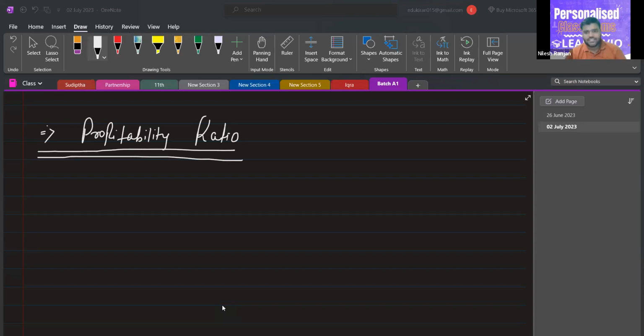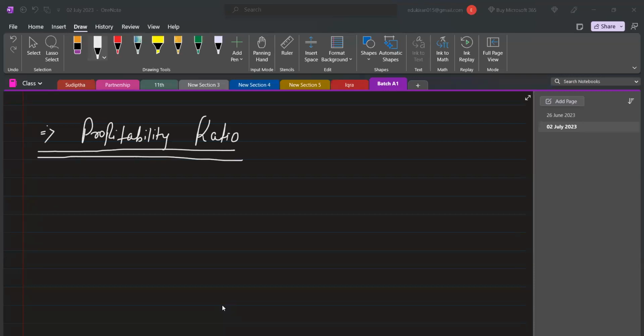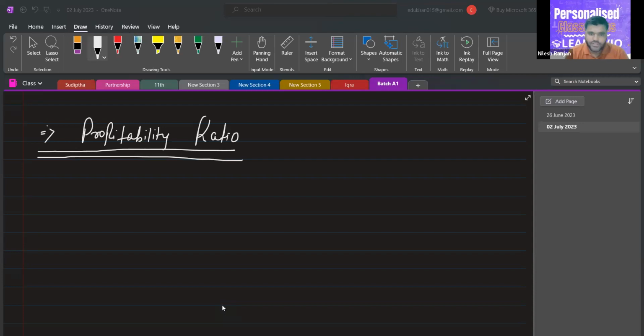So in comparison to bank interest rate, you are earning higher profit. Yes or no? Yes, sir. So it is somehow sufficient.